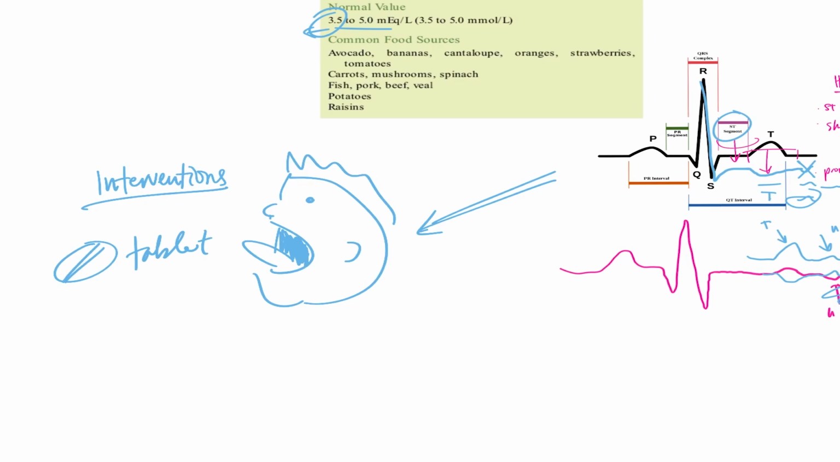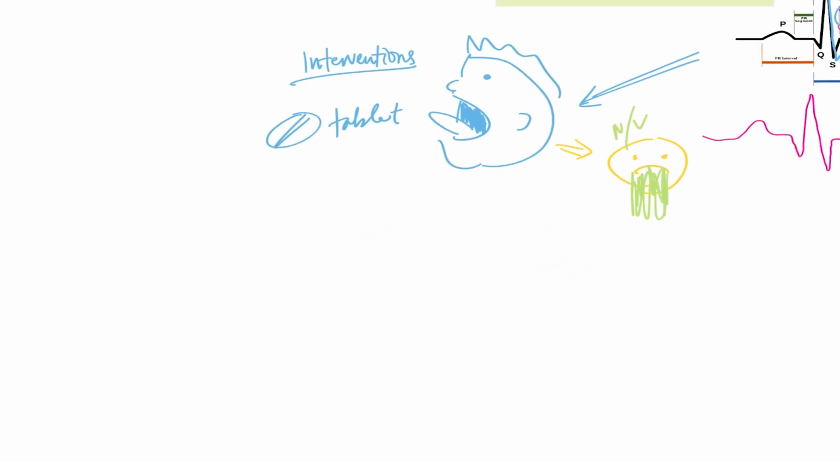However, it's never that easy. Usually, sometimes patients feel sick and they vomit. So nausea and vomiting occurs. If that happens, then we have to move on to potassium IV.